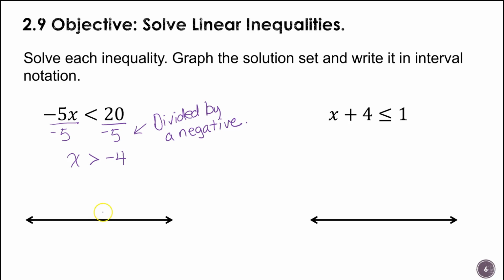And so to graph that, we're going to say x is greater than negative 4, and then we're going to the right because it's greater than. In interval notation, this is simply going to be negative 4 to infinity.